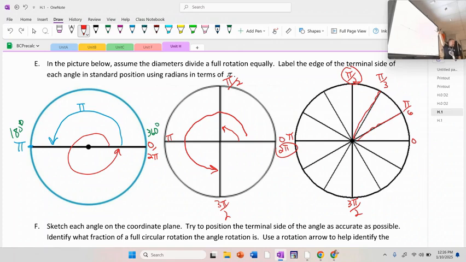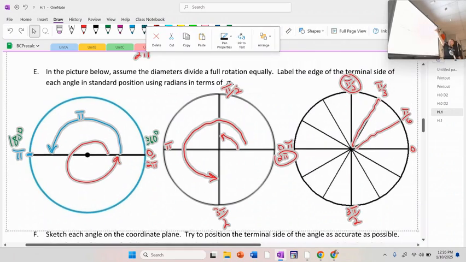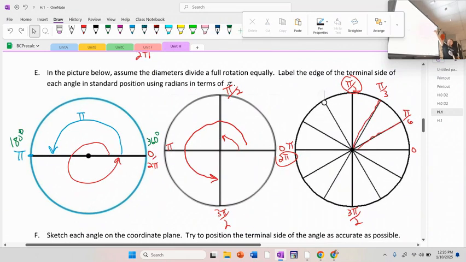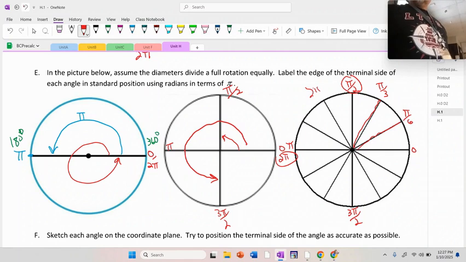1 pi over 6. Are you ready? 2 pi over 6. Is that 2 pi over 6? Yeah. 3 pi over 6. Is that 3 pi over 6? Yes. What's after that? 4 pi over 6. What does that become? 2 pi over 3. What's 5 pi over 6? What's 6 pi over 6, everyone? 2 or pi. 6 pi over 6 is pi.